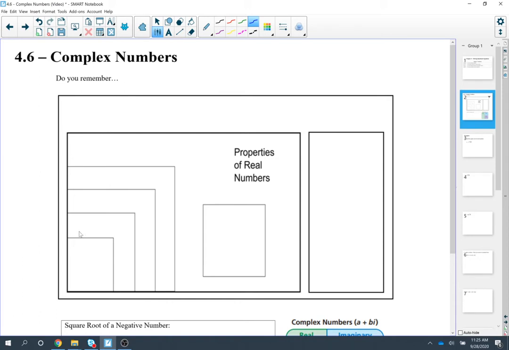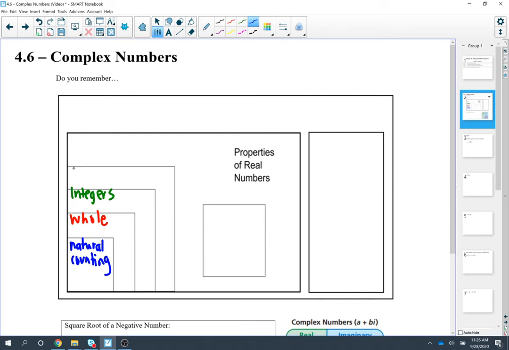So if we start back in this small little corner over here, this was our natural or our counting numbers. And remember, your counting numbers are 1, 2, 3, etc. If we go up a little bit, we move on to our whole numbers. And remember, your whole numbers included 0. So 0, 1, 2, 3, etc. Then we went up to our integers, which were your positives and negatives. So -2, -1, 0, 1, 2, 3, etc.